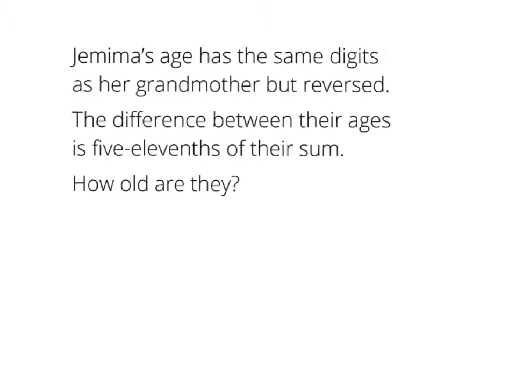How old are they? I'm going to use an algebraic expression to solve this, and I'm going to call Jemima's age J, and I'm going to call the grandmother's age G. So the difference between their ages means if we take the grandmother, who's going to be older, and we subtract Jemima, that's the difference between their ages, that is equal to 5/11ths of, which means multiplying, 5/11ths of their sum, the grandmother's age plus Jemima's age.